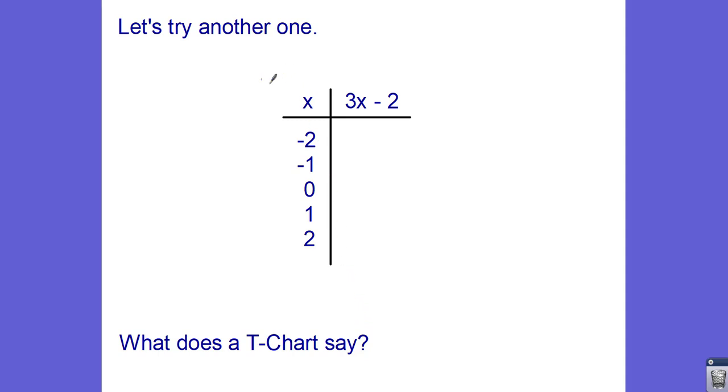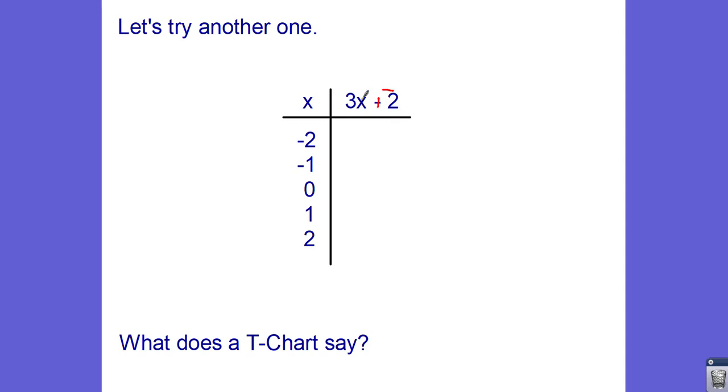Good. It says, if x is negative 2, then 3x minus 2 is what? Good. Now, you know what I'm going to do, I hope. Anytime I see this minus right here, I'm going to change it, because I know I don't like minus. I'm hoping that you don't either. So 3x minus 2 is the same thing as 3x plus negative 2.